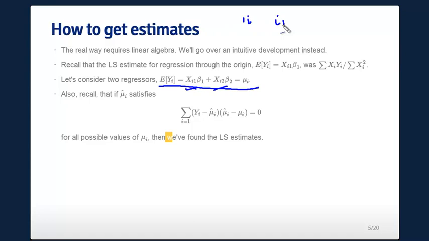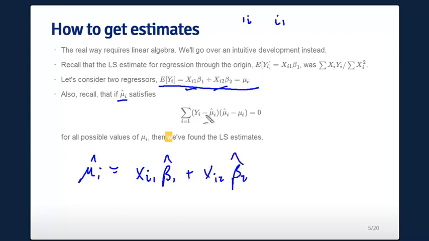I'll try and correct it so that it's consistent on the GitHub repository, but when recording the lecture, I've noticed a couple of mistakes like that. I'm hoping that won't cause any confusion. So remember, going back to our regression estimates, when we developed the least squares, if mu i hat, where mu i hat was equal to xi1 beta 1 hat plus xi2 beta 2 hat, satisfied that equation for all possible values of mu i, then we found the least squares estimates.